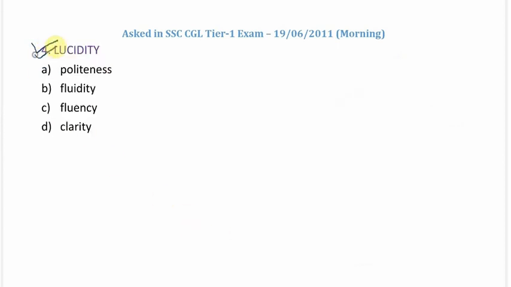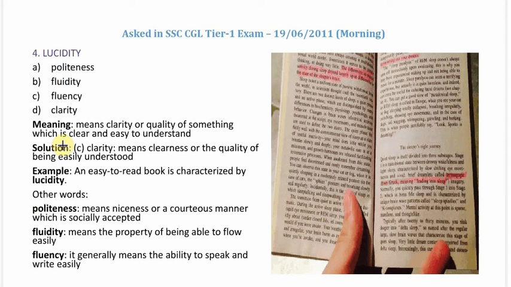The fourth word is called lucidity, and the options are politeness, fluidity, fluency and clarity. So lucidity means clarity or quality of something which is clear and easy to understand. So the synonym of lucidity is clarity, and clarity means clearness or the quality of being easily understood. For instance, you could say an easy to read book is characterized by lucidity.